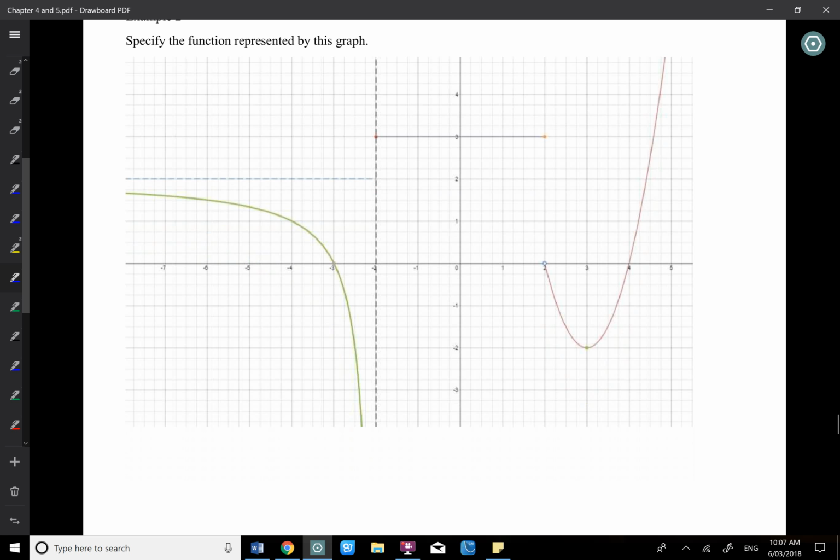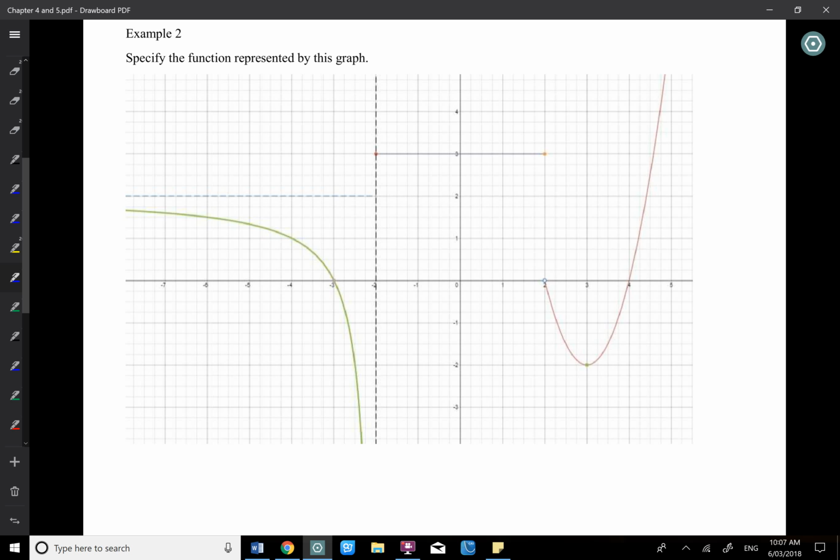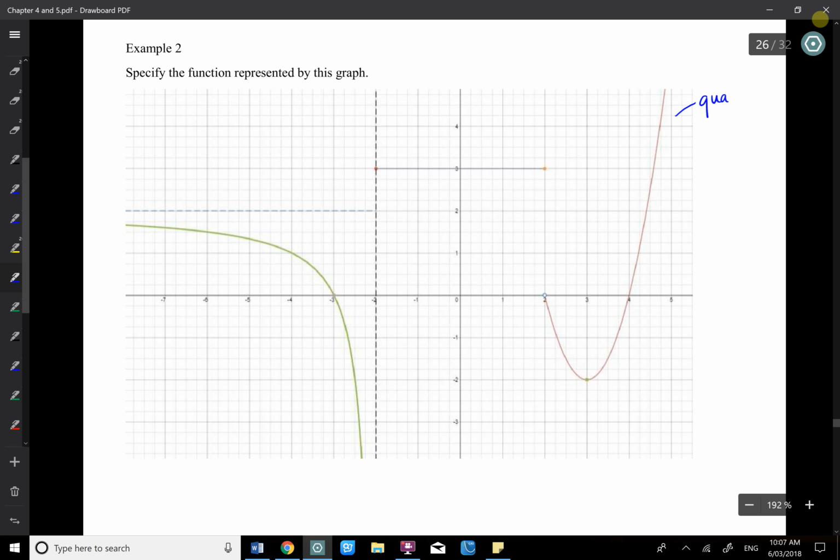What I'll tell you here is, this is a quadratic. This is a linear, you can see it, and this is the truncus. I want you to find the rule for this hybrid function. You need to state the rule and you need to state the domain for the appropriate part as well.